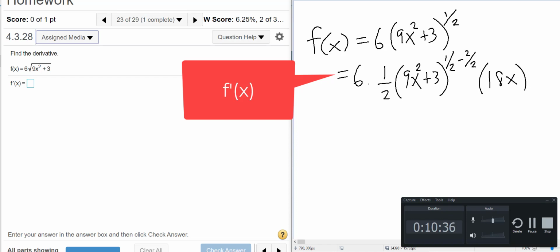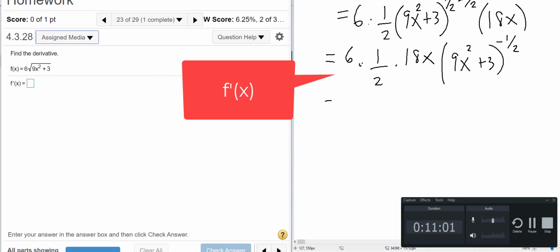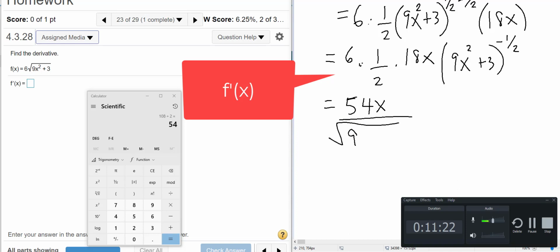18x. I'm going to collect my constant factors and my monomial factor, the 18x, into the front, and then I'm going to reduce my exponent. 1/2 minus 2/2 is negative 1/2. I'm going to take out my calculator and go 6 times 18 divided by 2. So 54x over the square root of 9x squared plus 3.